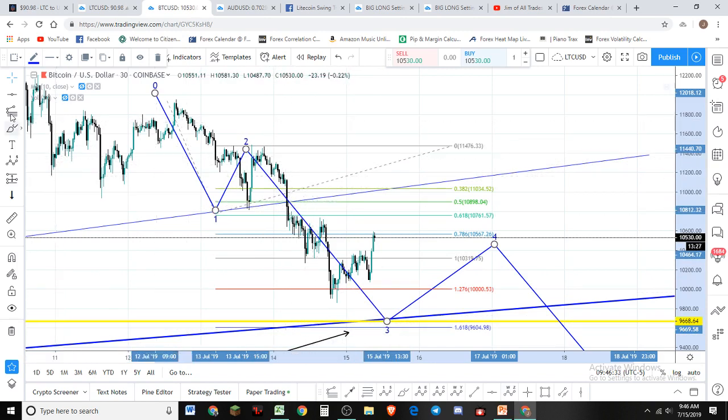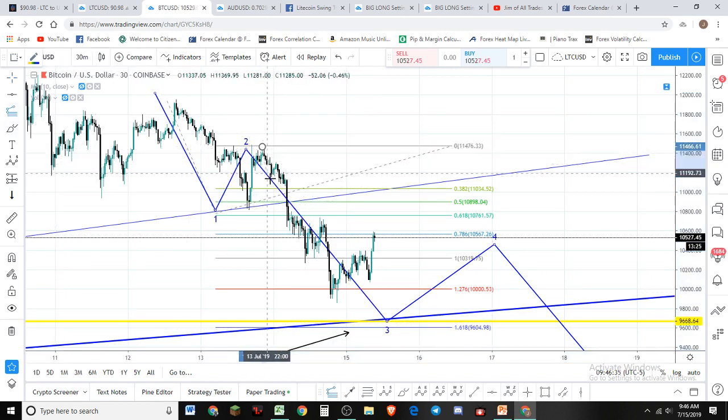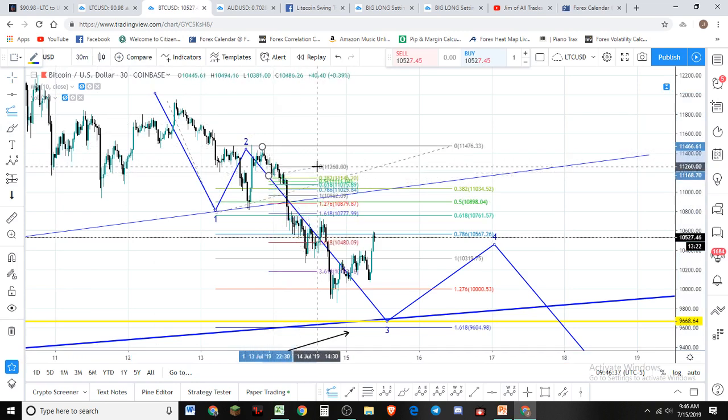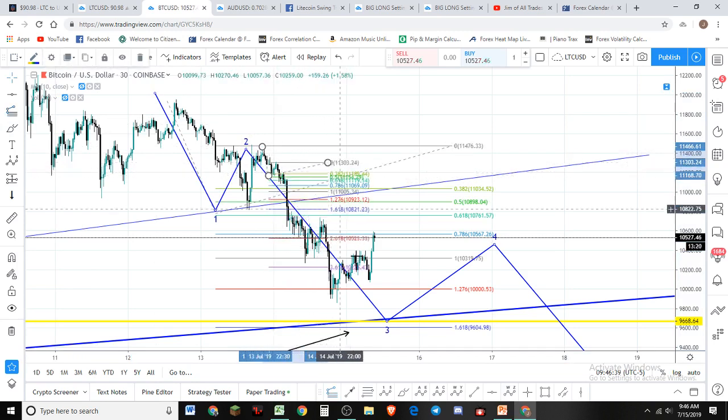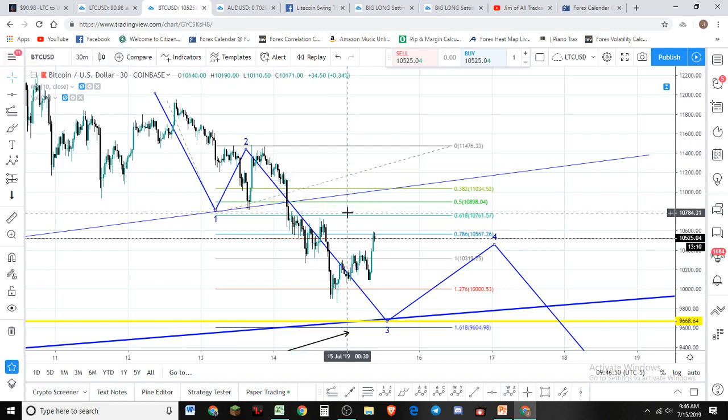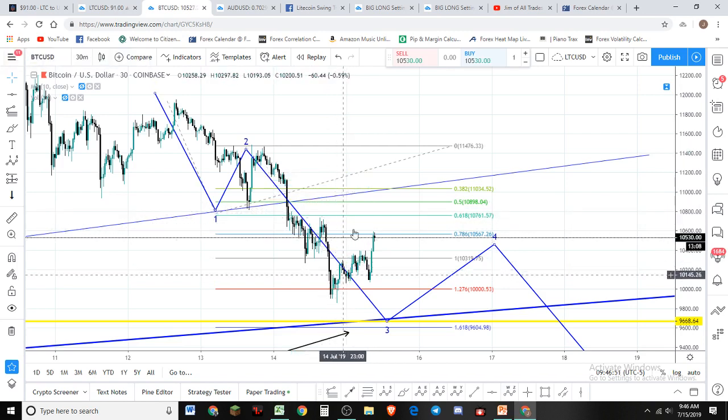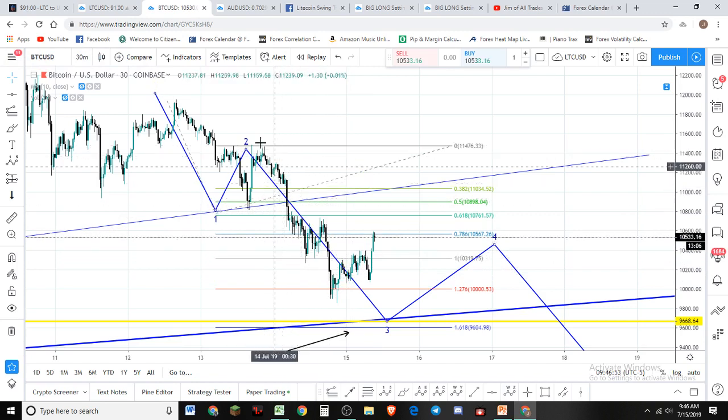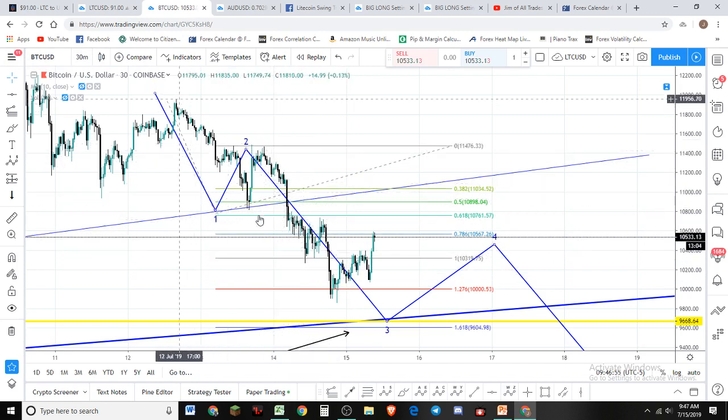Guys, I'm having a hard time interpreting this market, but I'm doing the best I can for you. 2, 3, 4, 5. Yeah, I mean, I don't like it. I don't like it at all. That could be the three wave right there. So this is 1, 2. It's just not long enough. But this whole thing could be three.